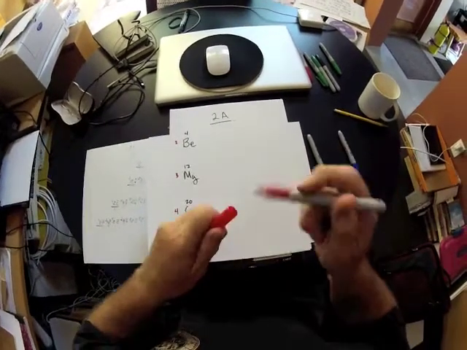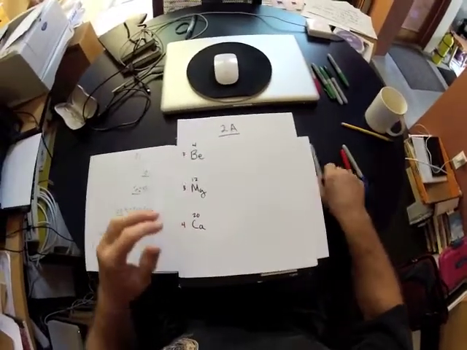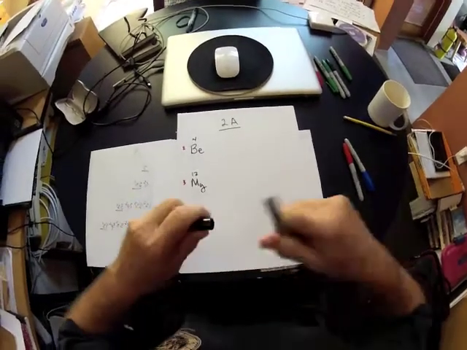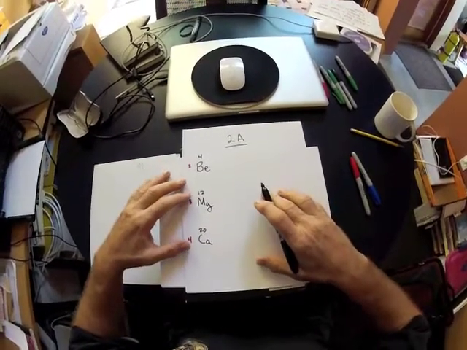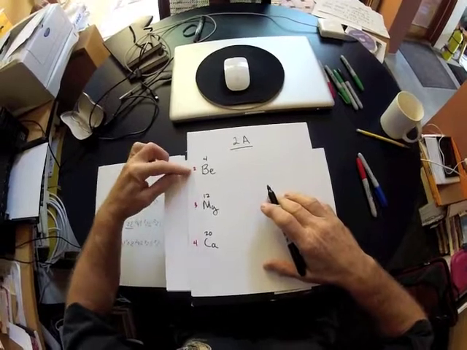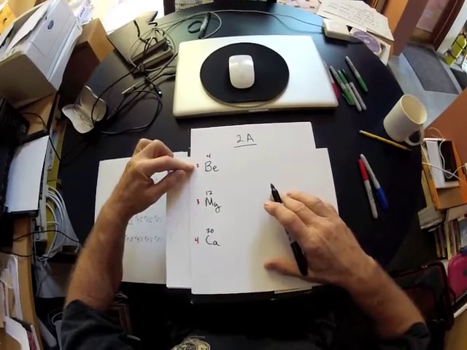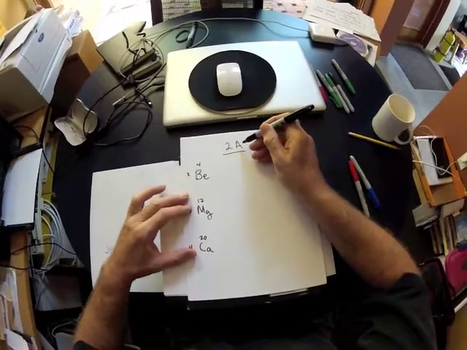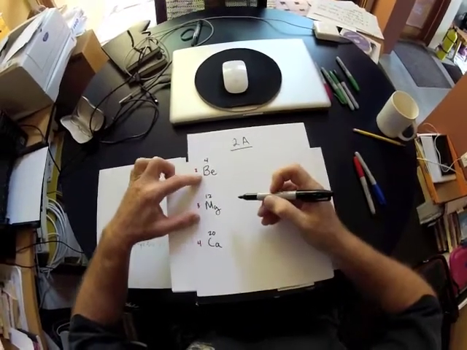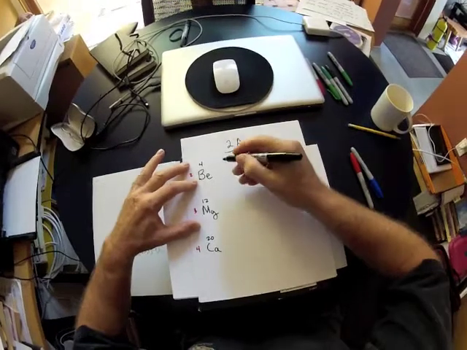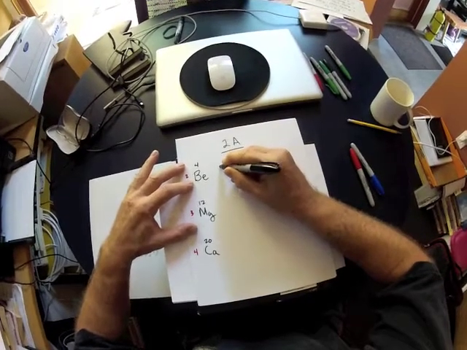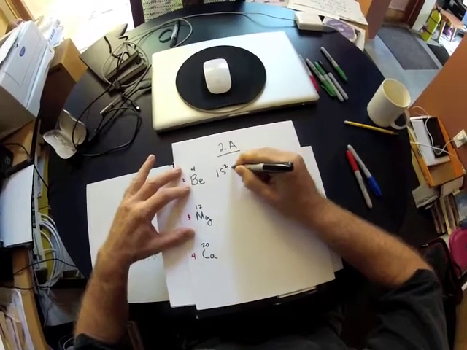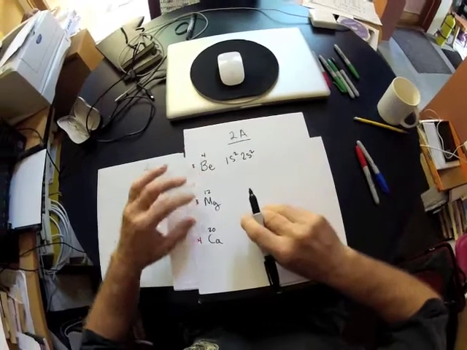All right, now we're going to turn our attention to group 2A, and we're only going to do the first 3 elements of 2A. Again, the red number to the left is the energy level or period number, and the number at the top is the group number or the valence. So let's look at beryllium first. It has 4 electrons, so its electron configuration will be 1s2, 2s2.